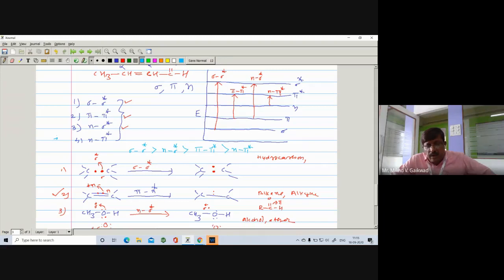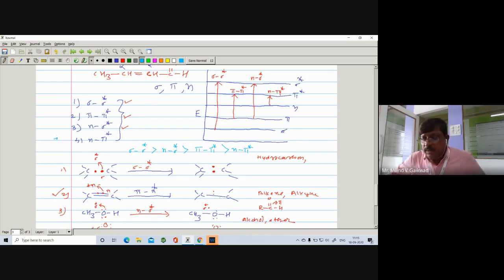Again, you see that the second one is n to sigma star and n to pi star. In this way you can remember: sigma to sigma star, n to sigma star, then pi to pi star, and n to pi star. So in this way we can write their energy order. So this is about your energy.